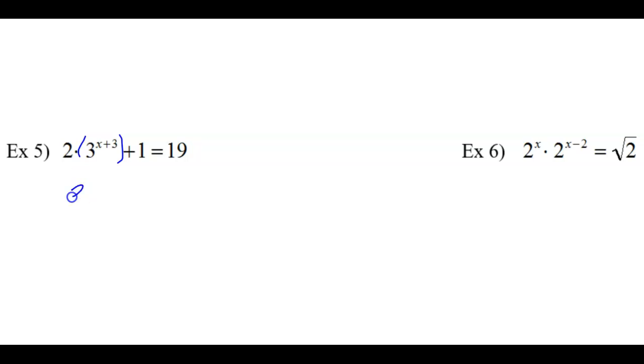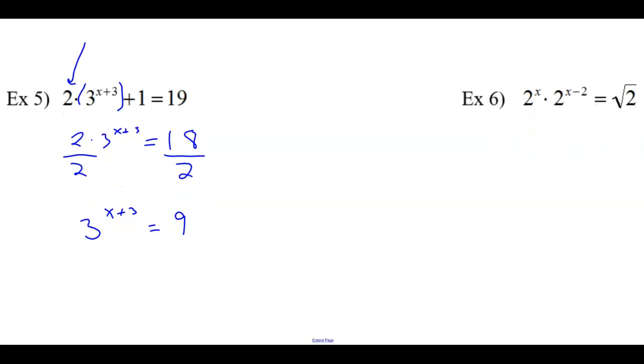So I would first subtract 1 over. So that would give me 18. Now the part that people forget is this 2 in front. We need to divide that 2 away. So if we divide that 2 away, we get 3 to the x plus 3 equals 9. And now we're basically back to square one.